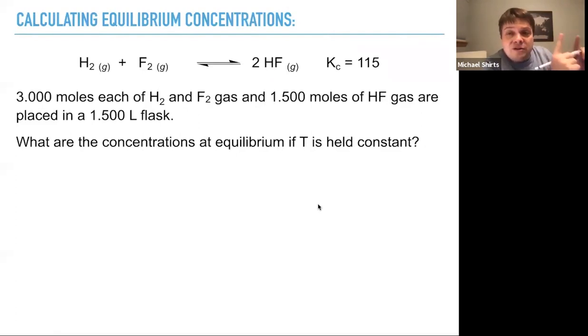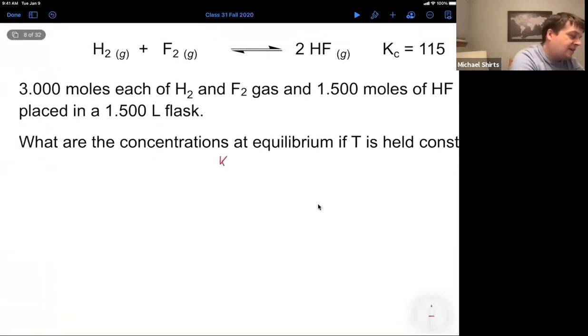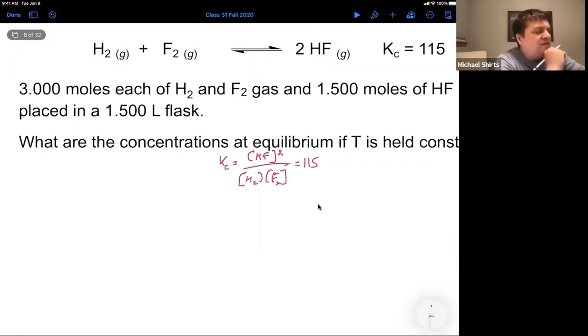Although there are 3 concentrations, there's only one variable: how far has the reaction gone? Because the changes in all of these species are related. So there's one constraint, the equilibrium constant, and one variable, how far the reaction has proceeded. So let's write out the equation. Kc is equal to HF squared over H2 F2, neither of those squared, equals 115. But I still have 3 variables. How do I write this in a way that's simply one variable?